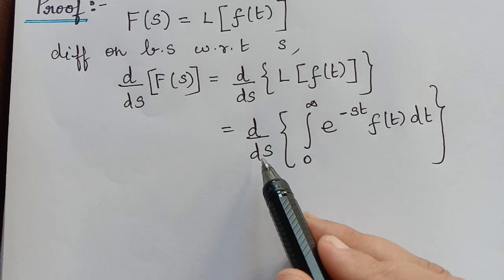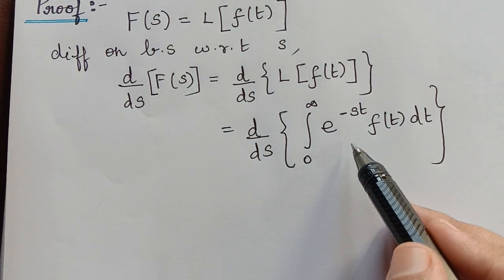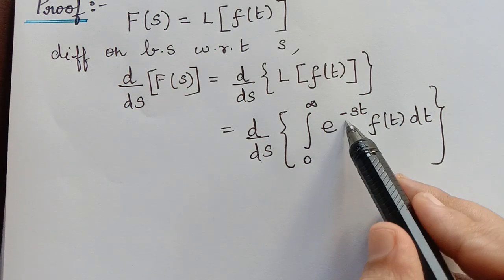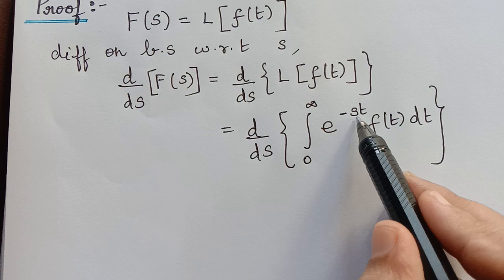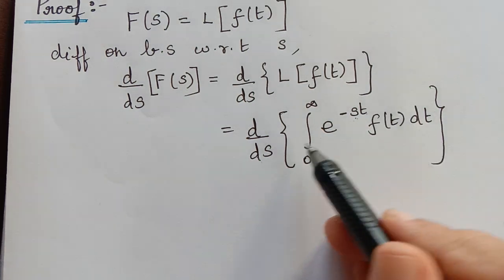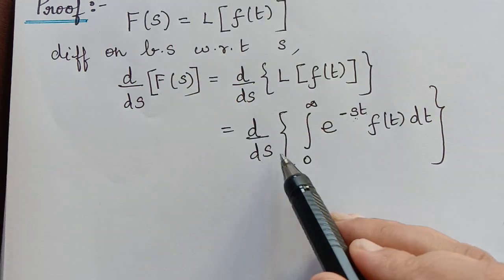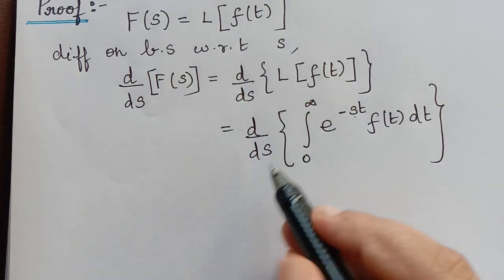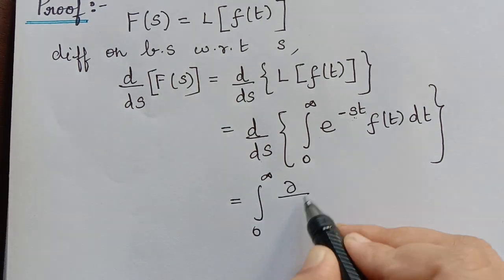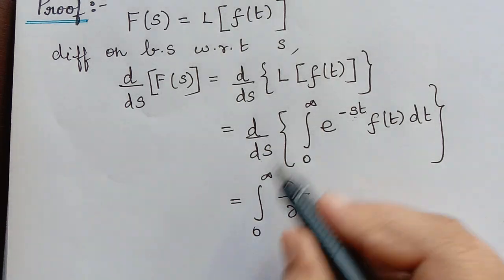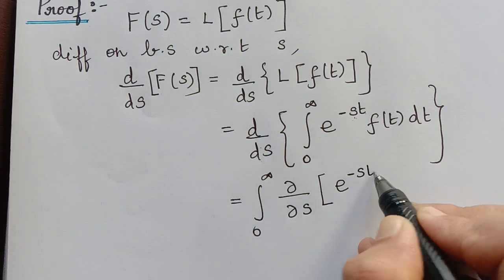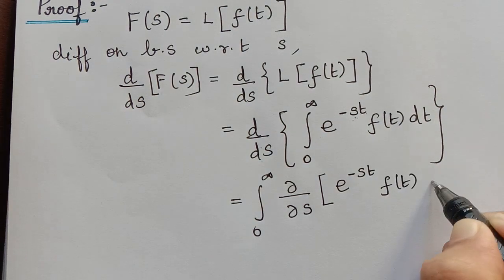Now we want to take this differentiation within the integral. But if we see within the integral, there are two variables, s and t. Because this differentiation is only with respect to s, when it goes into the integral, it becomes a partial derivative with respect to s. So integral 0 to infinity dou by dou s of e to the power negative st f of t dt.